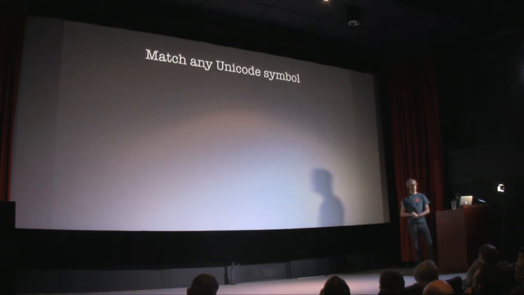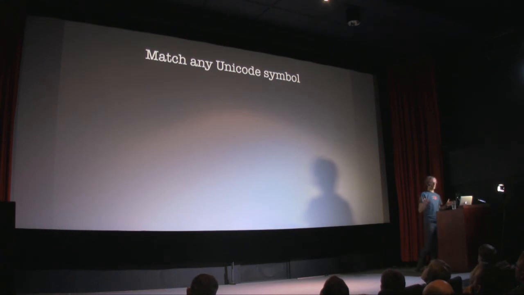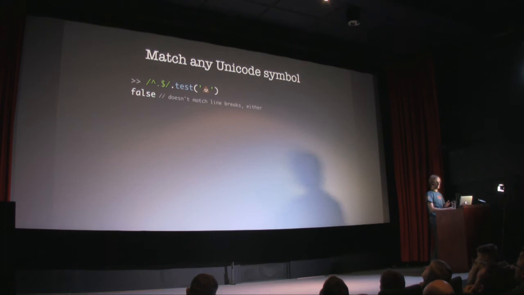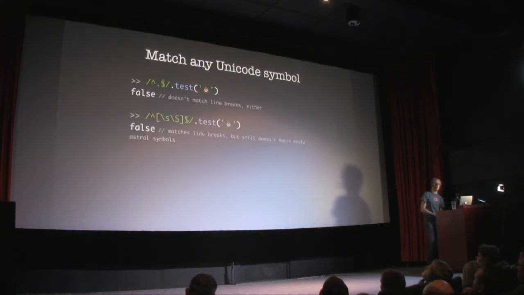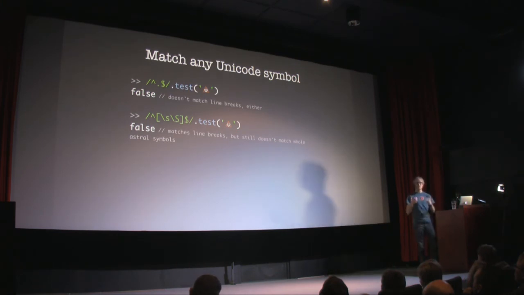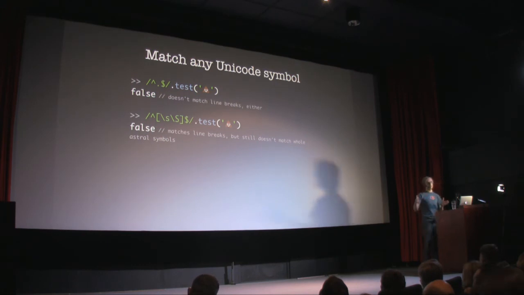What regular expression could we use to match any Unicode code point at all? So we can't use the dot operator. We've ruled that one out. Because it wouldn't match line breaks either, and it also doesn't match astral symbols as we've demonstrated. So we can solve the line break problem by using something like this. By matching all white space characters and all non-white space characters as well, you basically match all characters, but you still wouldn't match astral symbols because as far as JavaScript is concerned, those are two separate characters. So any ideas?